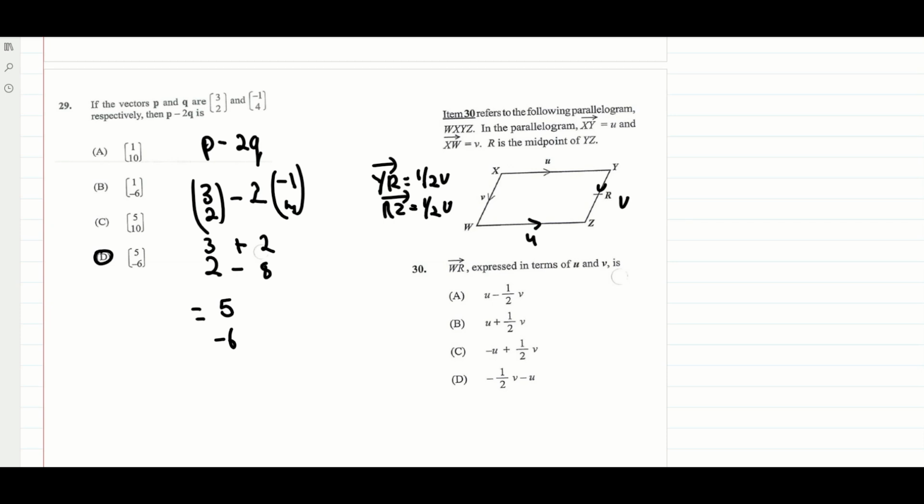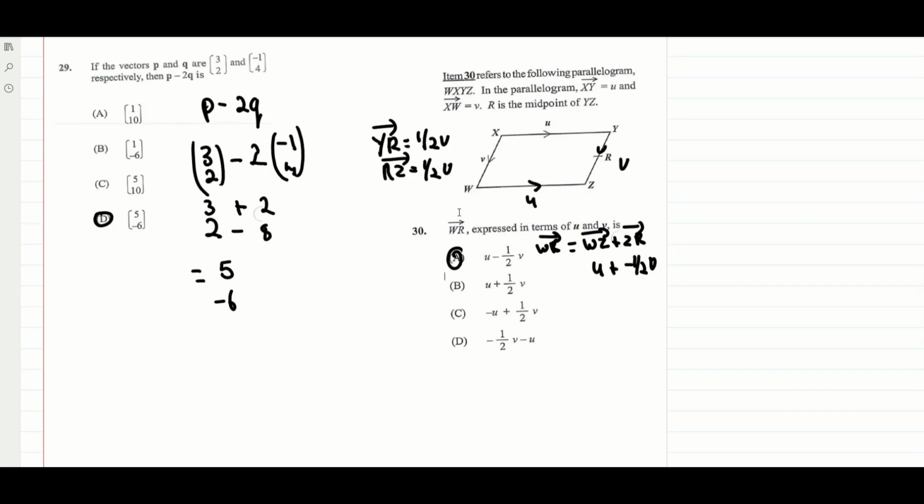Okay, so if they're asking for WR, that means they're going from W to R, so WR is equal to WZ plus ZR. What is WZ? It is U plus ZR. We know RZ is a half V, so ZR would be negative a half V. So it would be U minus a half V, which is E. This question was a repeated question as well.